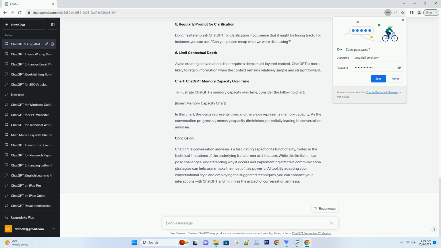Number 6. Limit contextual depth. Avoid creating conversations that require a deep, multi-layered context. ChatGPT is more likely to retain information when the context remains relatively simple and straightforward.